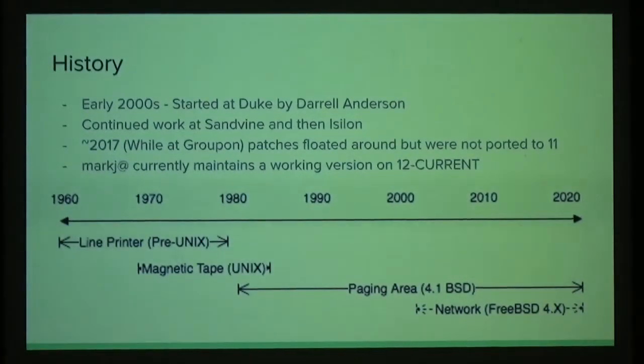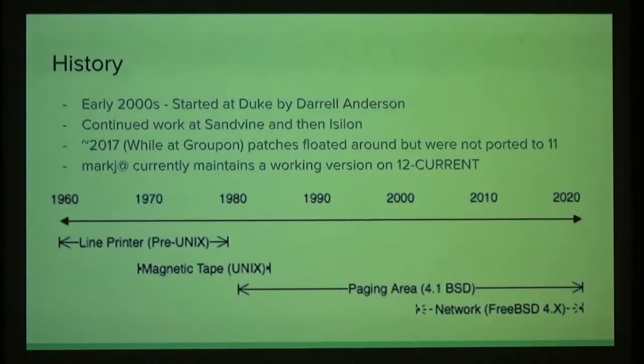So it turned out, when I started looking into this, that netdump had been around for a while. A guy named Daryl Anderson started working on this at Duke, in the FreeBSD 4 days. He had patches ready to go that worked. And this is the same work that we're using now, but it's just been updated over time at Sandvine and then later Isilon.